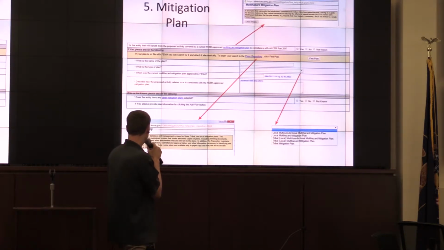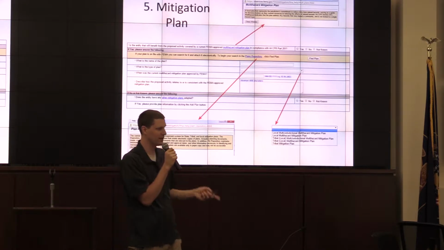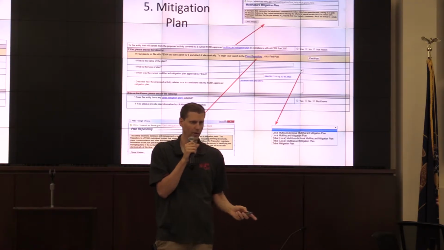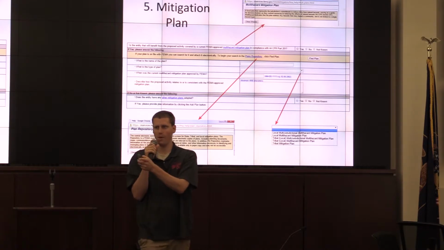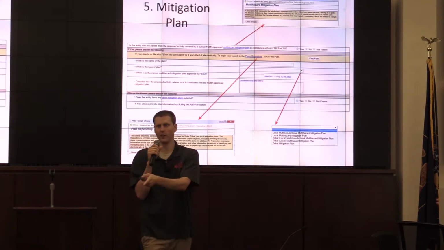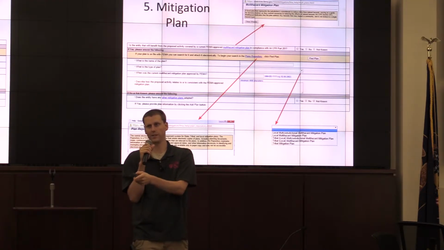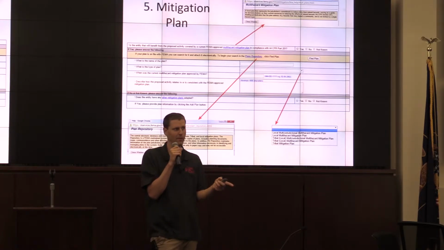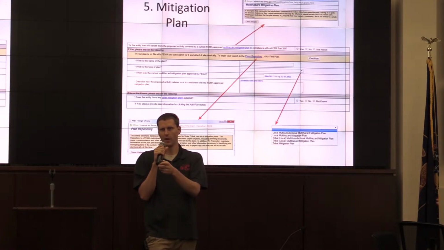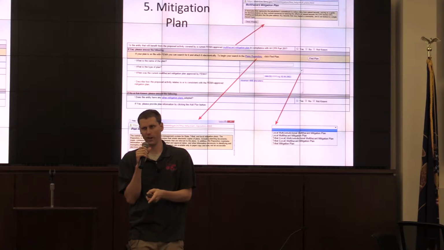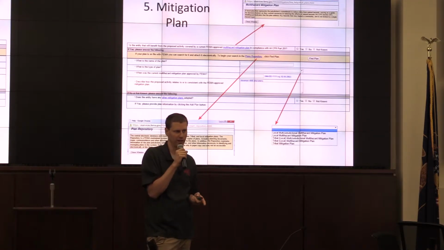Okay. Does the entity have any other mitigation plans adopted? Typically, it's no. I do know the Skull Valley Goshute Tribe just had a flood mitigation plan, but it was only the Skull Valley Band. So they could click yes on that.